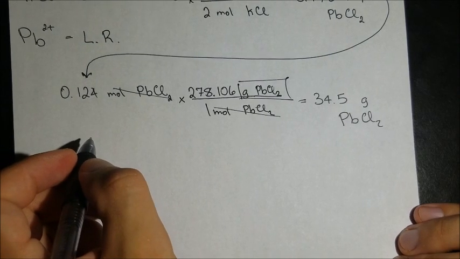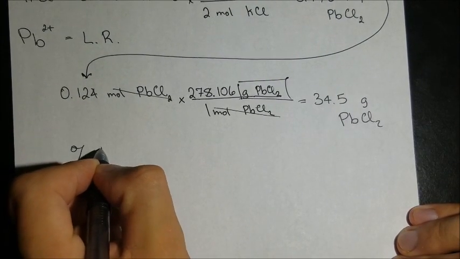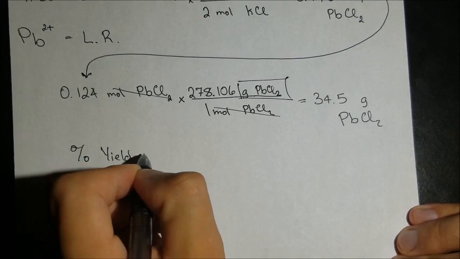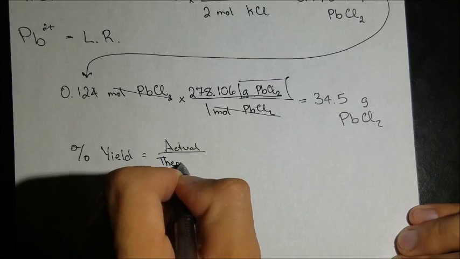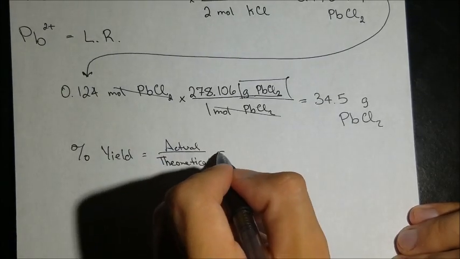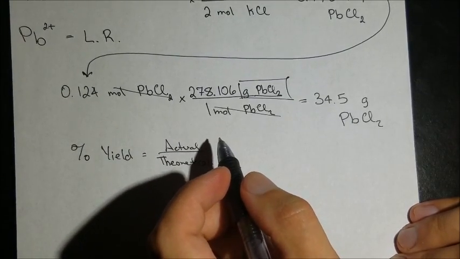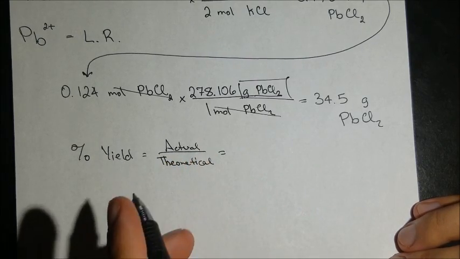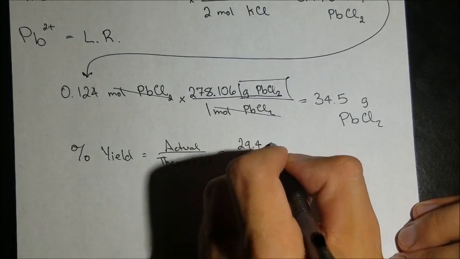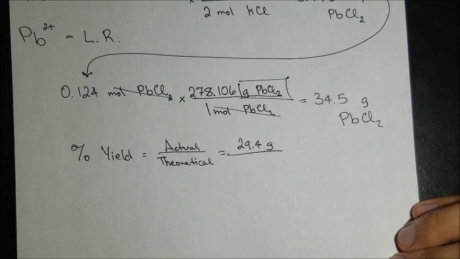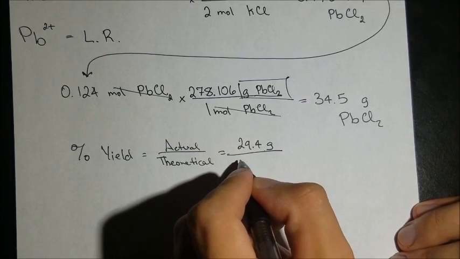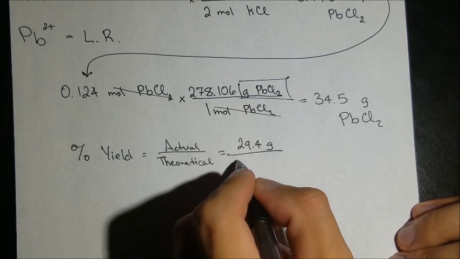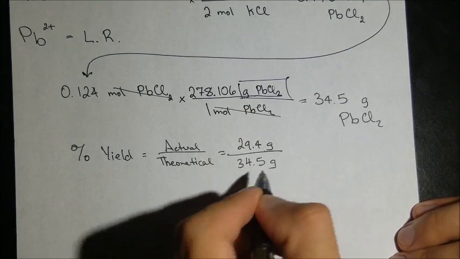Well, we've got to remember that the equation for percent yield is the actual divided by the theoretical. So our actual came from the problem, that was 29.4 grams of lead 2 chloride. That was how much we actually made when we did this experiment in the lab. And how much we were supposed to make, had the reaction gone to 100% completion, was 34.5 grams.